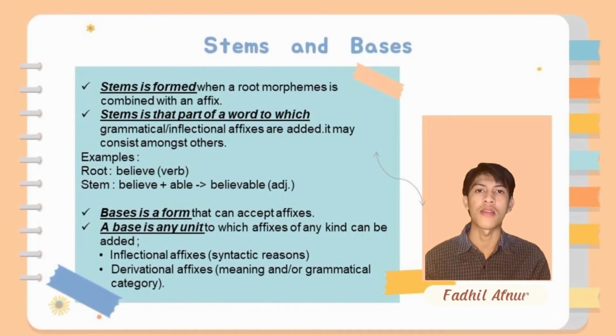Discuss the main material, that is stem and base. Stem is formed when a root morpheme is combined with an affix. Stem is that part of a word to which grammatical, inflectional affixes are added. Example: root, belief, verb. Stem, belief plus able, believable, adjective.